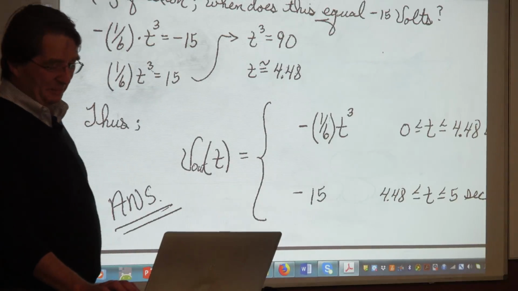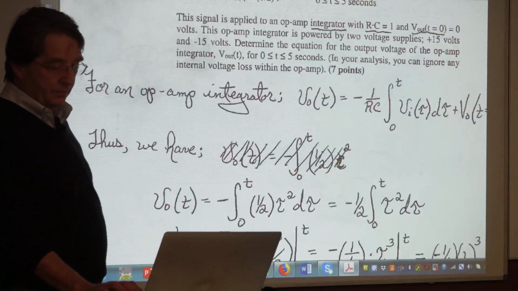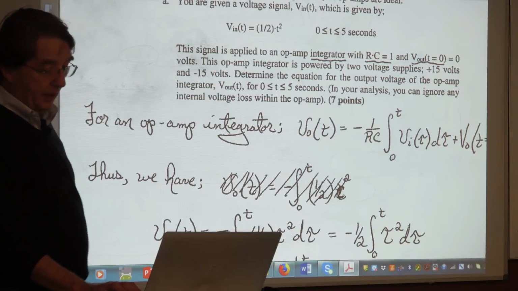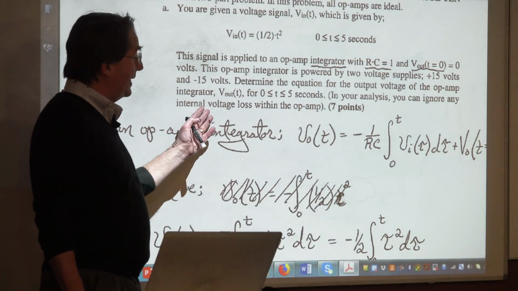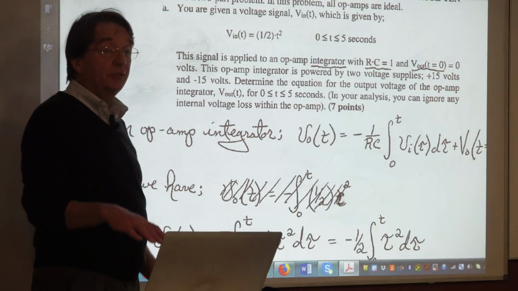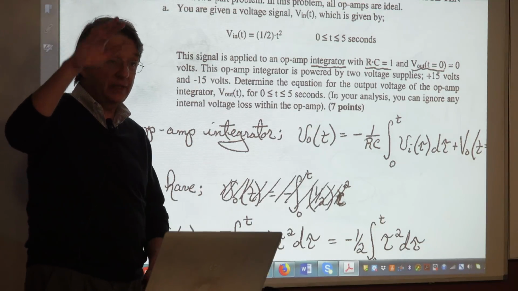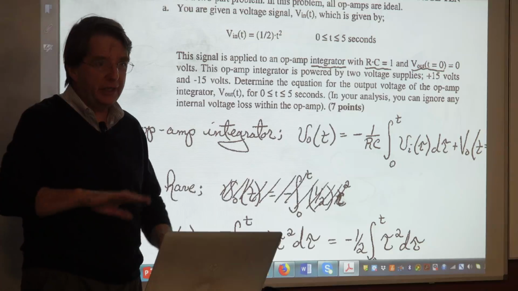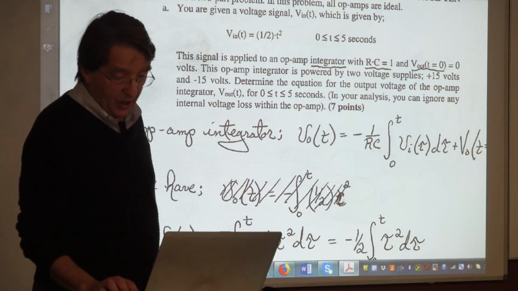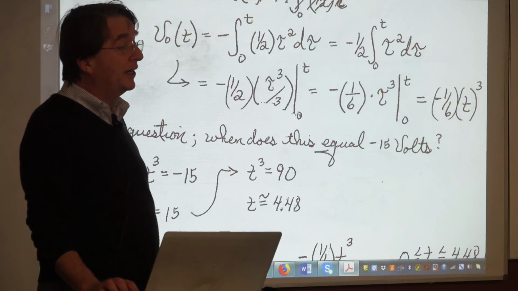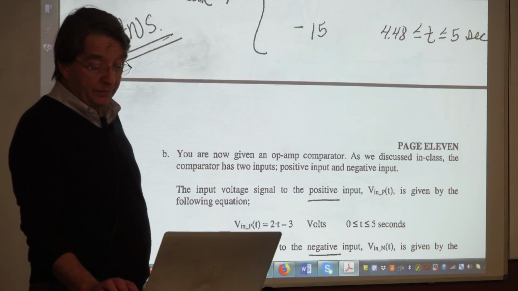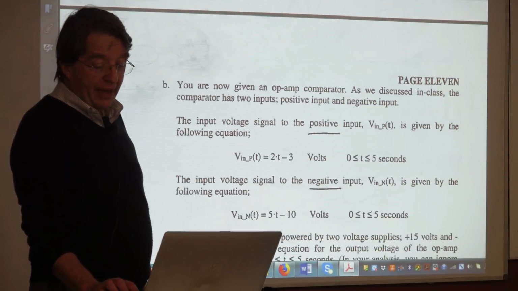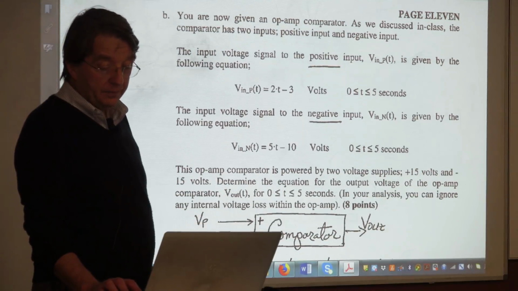All right. Now, the wording of the problem, I say in your analysis, you can ignore any internal voltage loss. That means we're going with plus and minus 15, nothing less, not plus and minus 13. We're good. That's 4A. Okay, one more problem, which you haven't seen before.